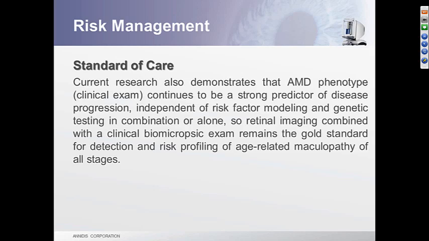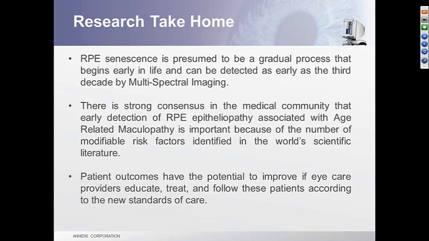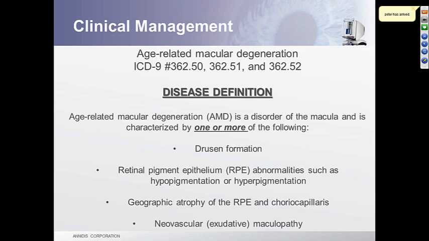So standard of care demonstrates that AMD phenotype is a strong predictor of disease progression, as I said earlier, independent of other risk factors and genetic testing in combination or alone. So the buck still stops in the clinic, the buck still stops with the doc, and what you see in the patient's eyes is very informative, and keep that in mind. And we talked about a lot of this already.